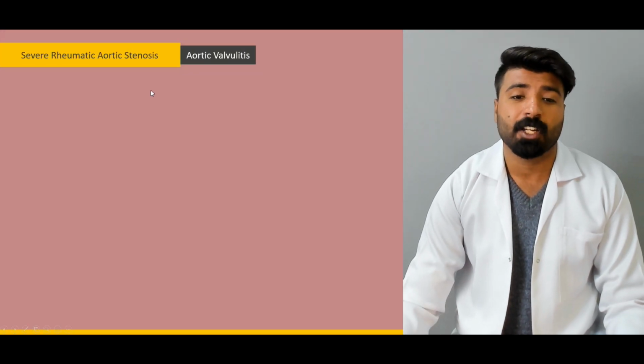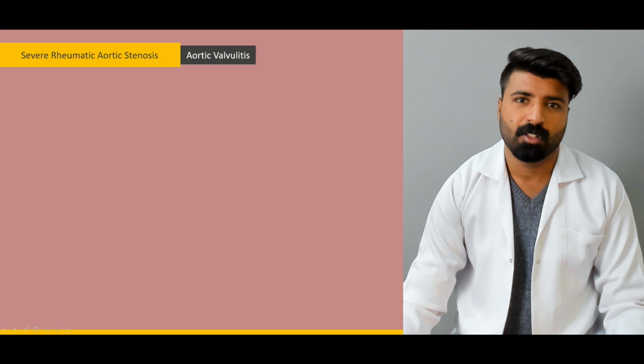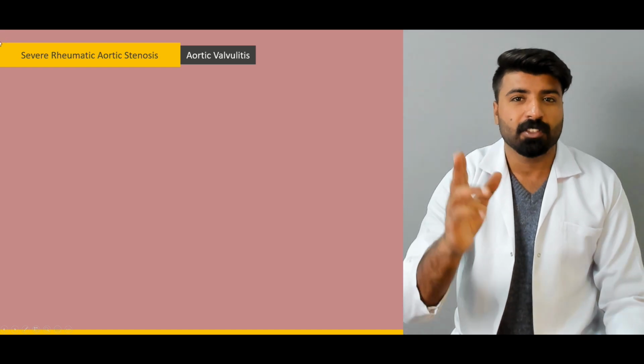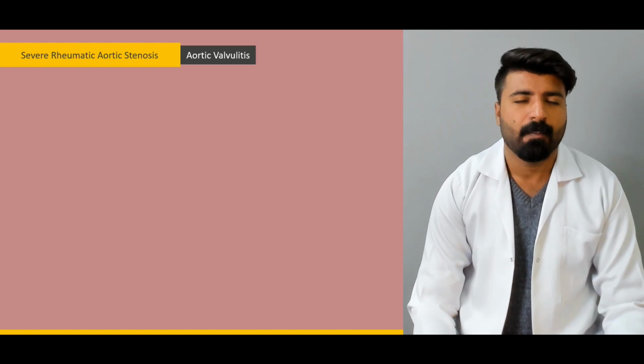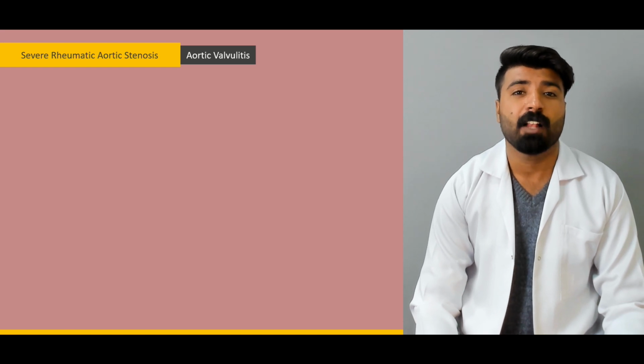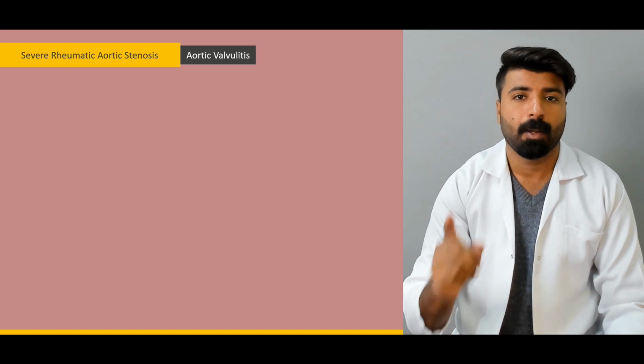Now, what happens if it's aortic stenosis? We talked about mitral. Mitral was the valve being most affected. What was the second valve most affected? Aortic valve. And what was the third valve most affected? Tricuspid valve. Which valve was spared? Pulmonary valve.